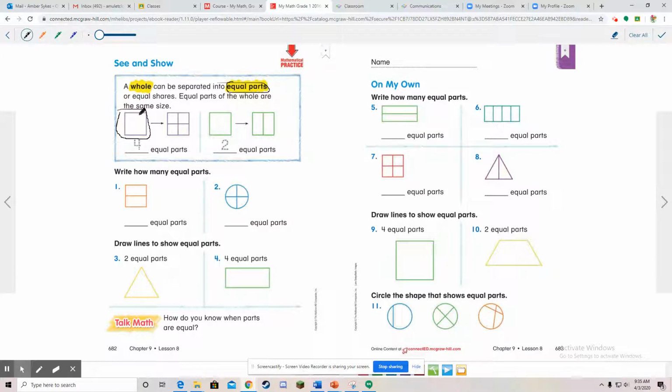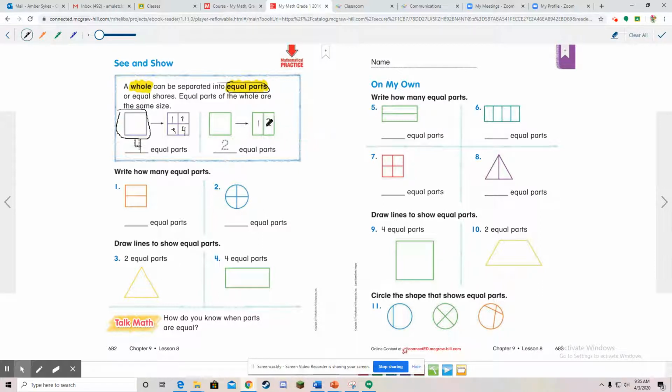So here is one whole square, but they split it into four equal parts. You see how all four pieces are the same size? So there are four equal parts. You can go through and count them. One, two, three, and four. So this is another equal part. This is a whole right here, and it's been split into how many equal parts?